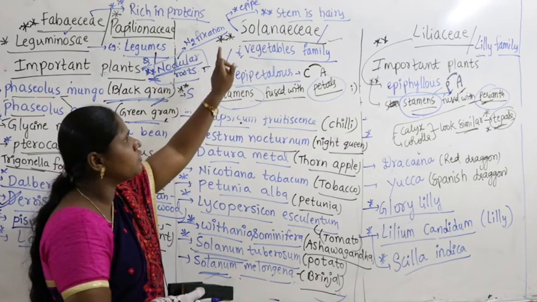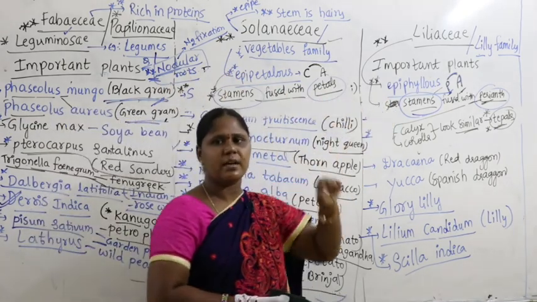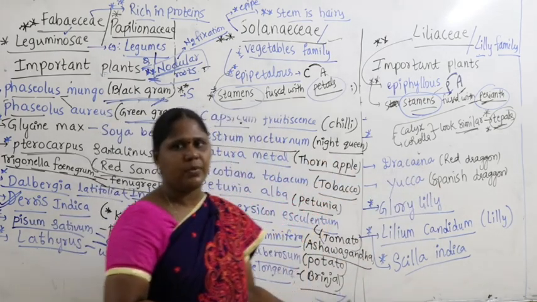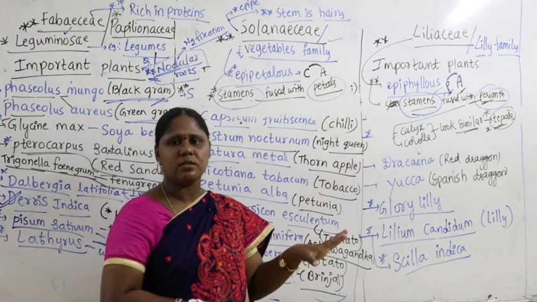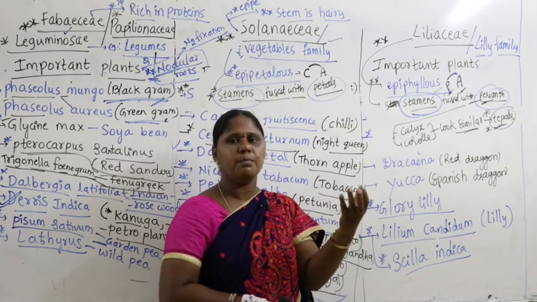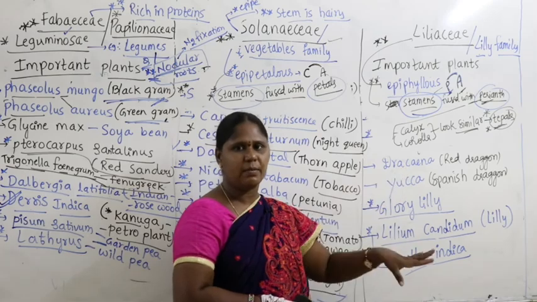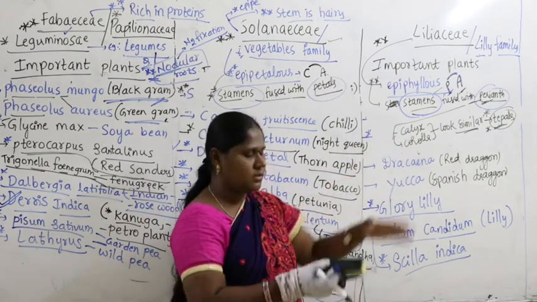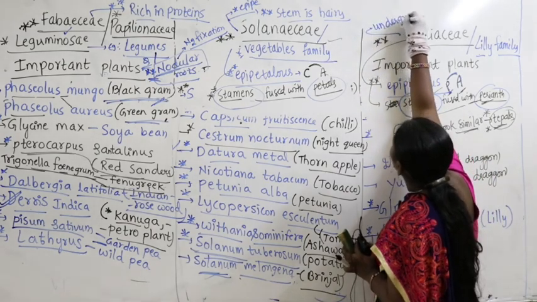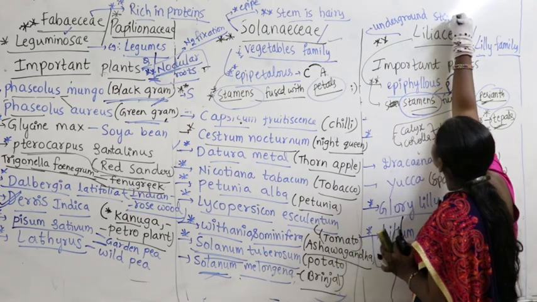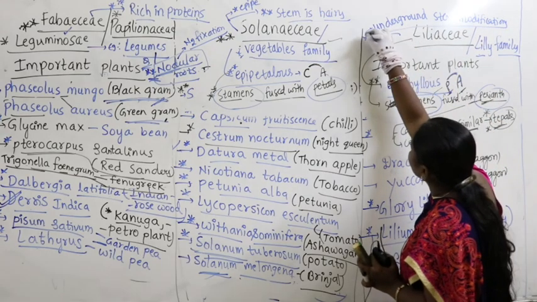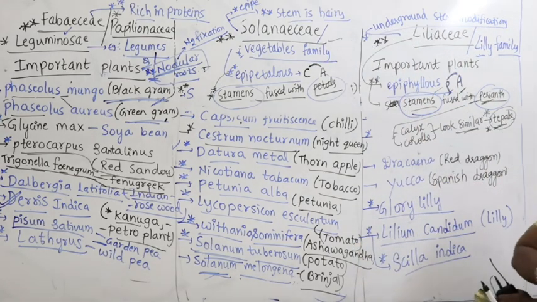Epiphyllus condition is a characteristic feature of Solanaceae. Epiphyllus condition is a characteristic feature of Liliaceae, right? And here underground stem modifications are there, like rhizome. Where do you find underground stem modifications? In Liliaceae. Rhizome we have, corm we have, even bulb. Bulb, what is that? Allium cepa, Allium sativum. Underground stem modifications we most commonly find in the case of Liliaceae.